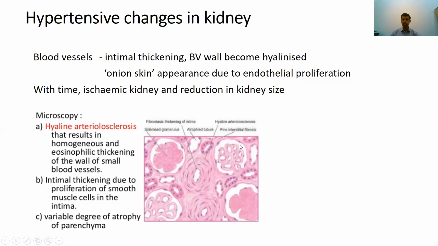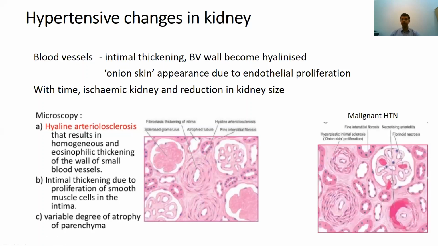If you look at these glomeruli, you can see the urinary space around the glomeruli is a bit larger than in the normal. So this glomerulus has shrunken because it's now ischemic. And if you look at the interstitium of the kidney, there is a lot of fibrosis and sclerosis. All this is because hypertension has affected the kidneys, and now it has gone on to develop CKD.